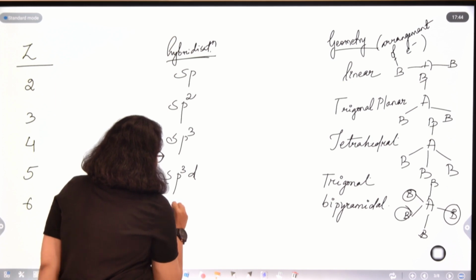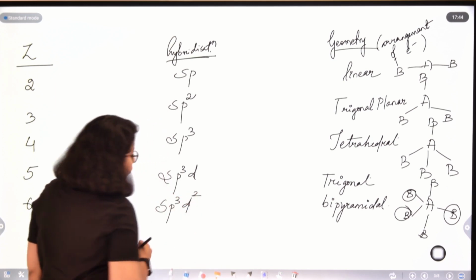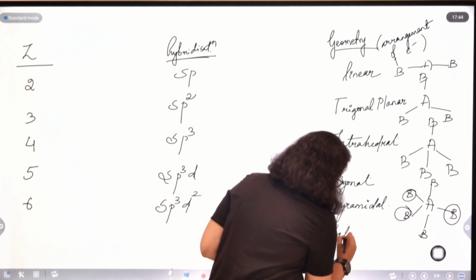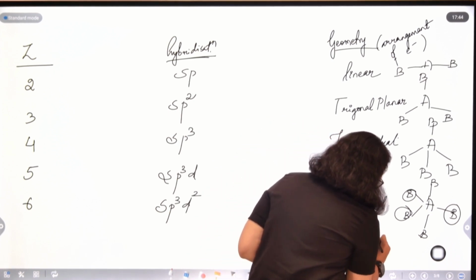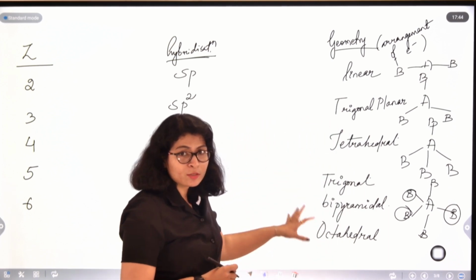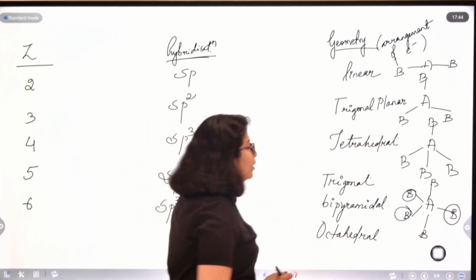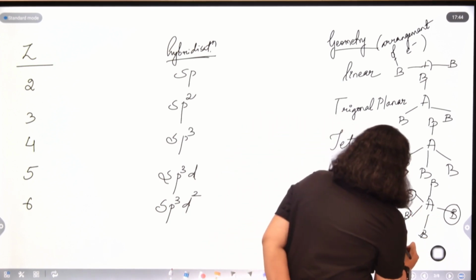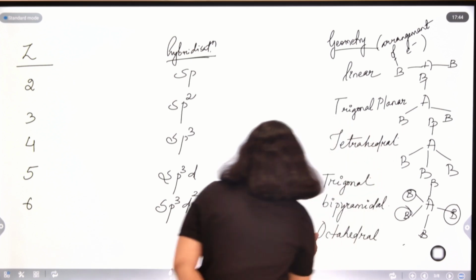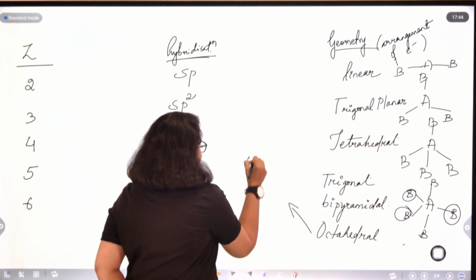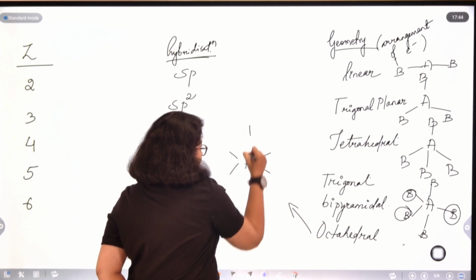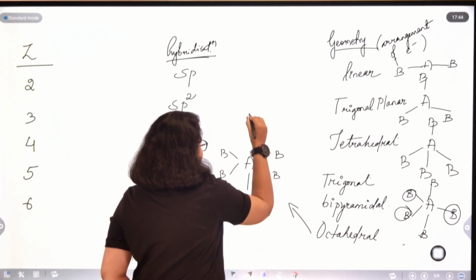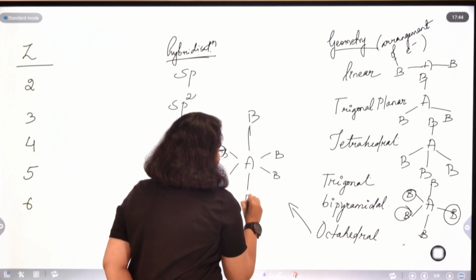If the value of Z comes out to be 6, the hybridization will be sp3d2 and the geometry will be octahedral. These are the shapes or geometries of the molecules, and children, you have to remember this in order to understand the structures or the further theories of this chapter. How will it be present? I'm drawing it here. A, B, B, B, B, one above the plane, one below the plane.